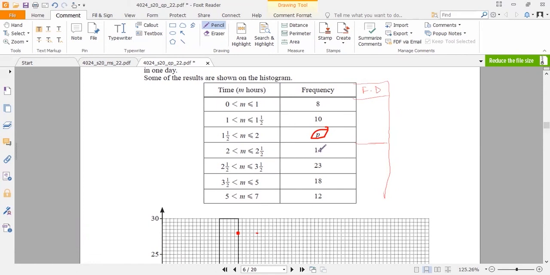14 divided by 0.5 will be 28. Now 23 divided by 1 remains the same, 23. 18 divided by 1.5 will be 12, and 12 divided by 2 will be equal to 6. So these are the frequency densities, and we have to complete the histogram.